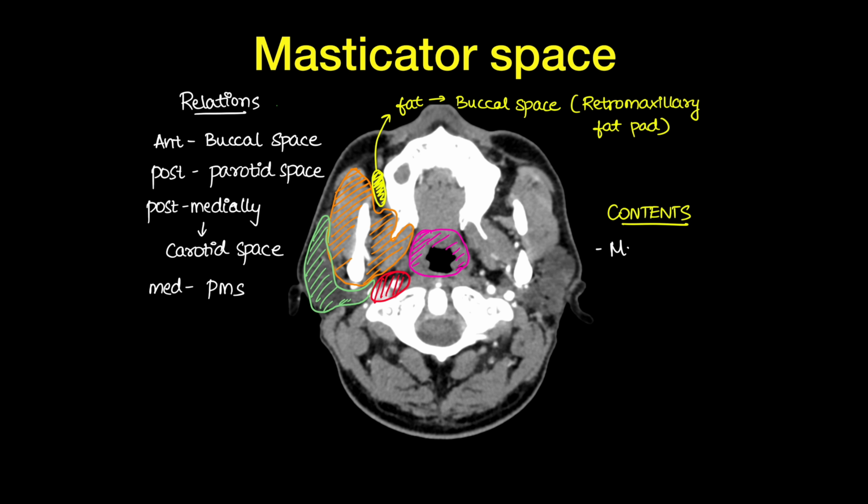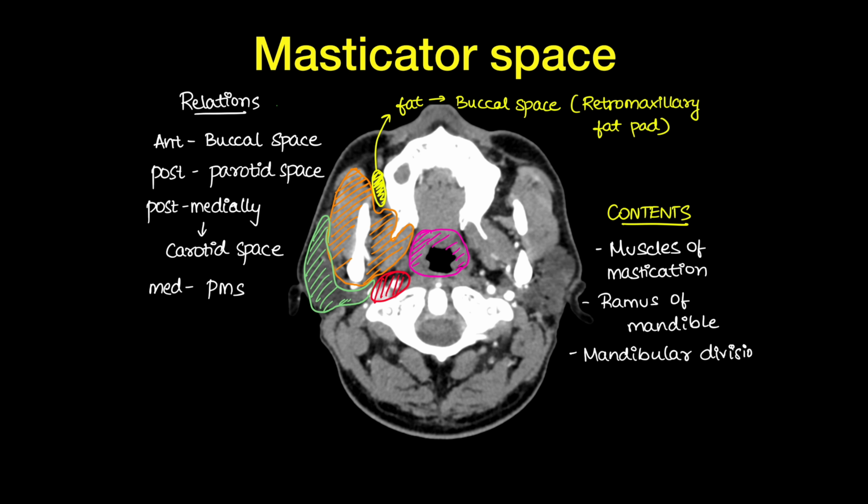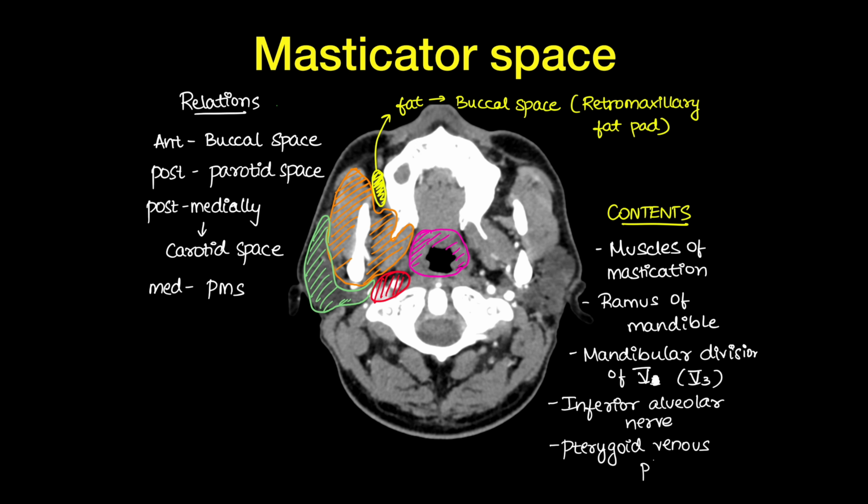So contents of the masticator space are the muscles of mastication, the ramus of the mandible, the mandibular division of the trigeminal nerve, the inferior alveolar nerve which passes through the ramus of the mandible, and the pterygoid venous plexus.